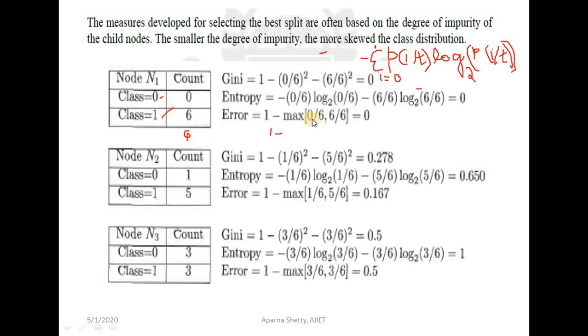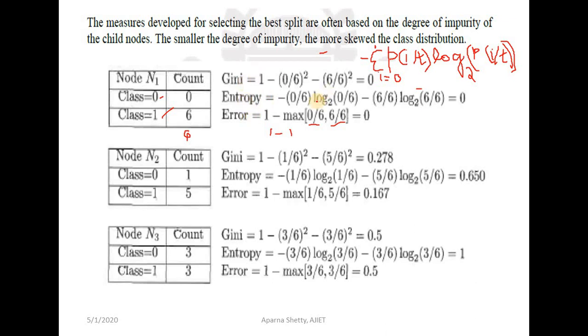So, max of 0 out of 6 and 6 by 6 is 6 by 6, correct? Maximum of these two values, which is maximum? You will get 0 and 1. 0 divided by 6 is 0, 6 divided by 6 is 1. So 0 and 1, which is maximum? 1. So 1 minus 1 will be equal to 0. So this is how we will calculate the impurity measures, that is the Gini index, entropy and error.